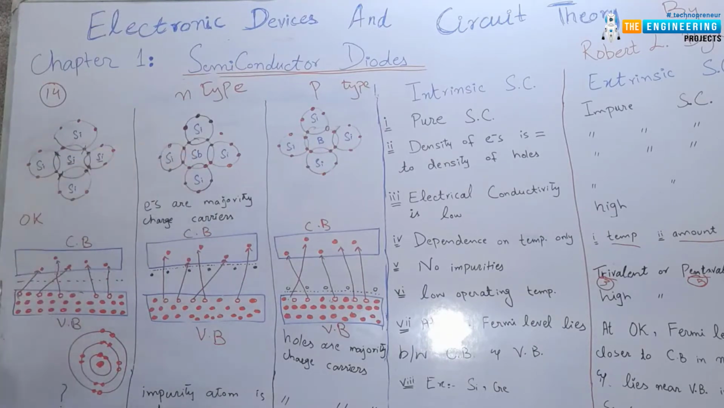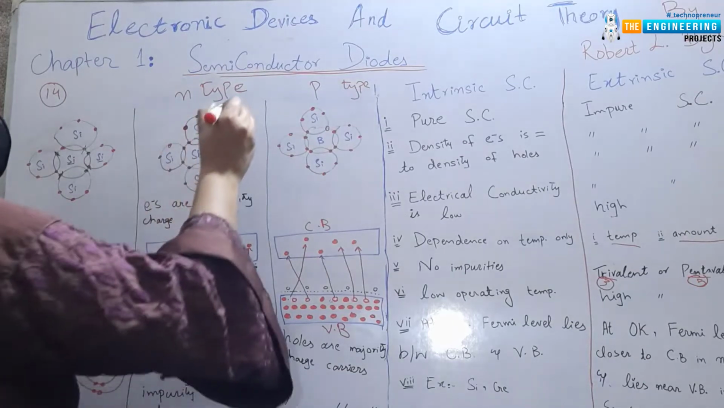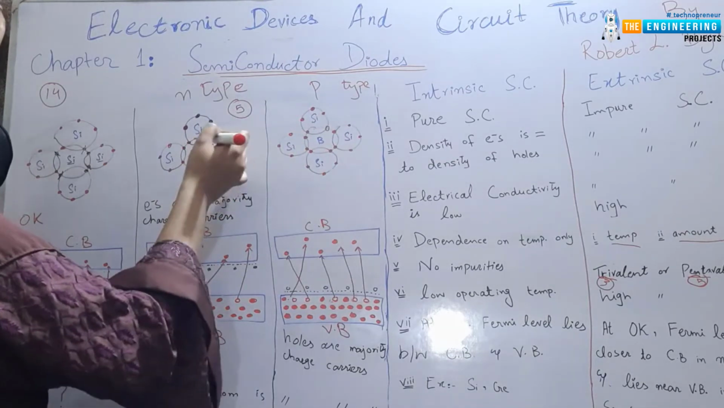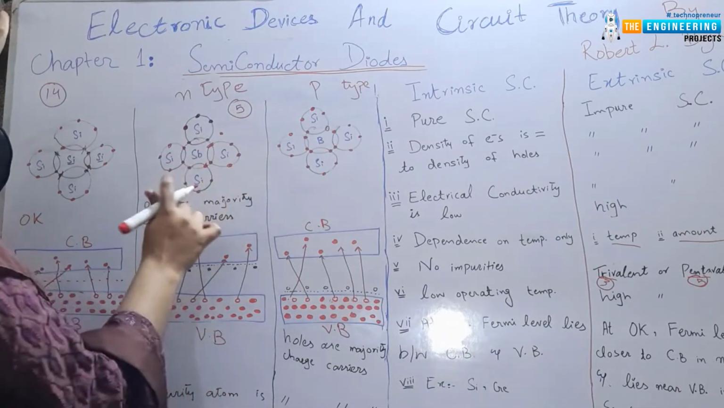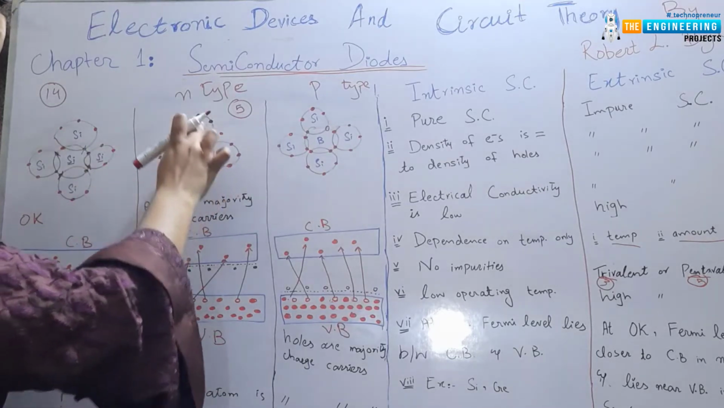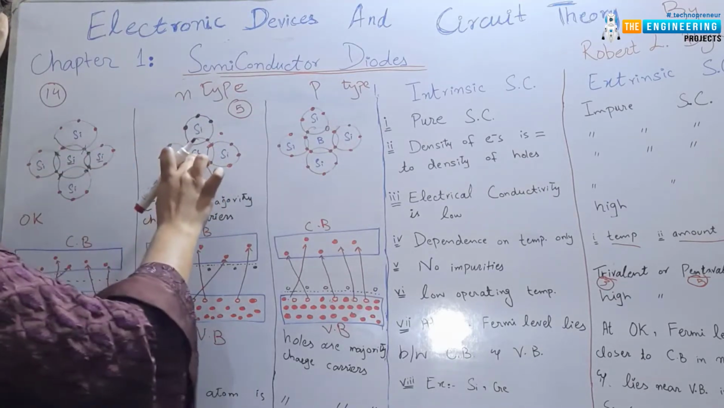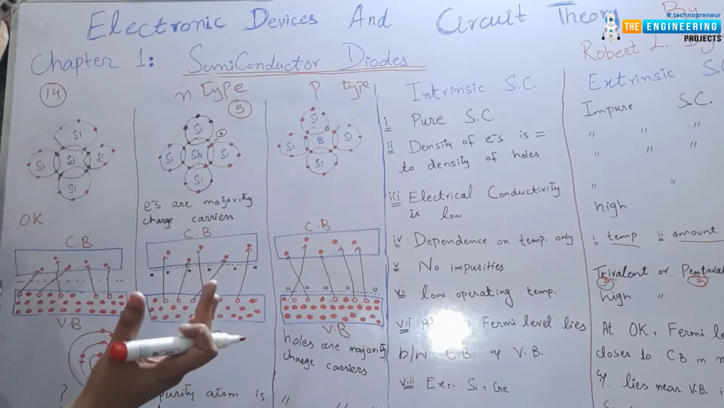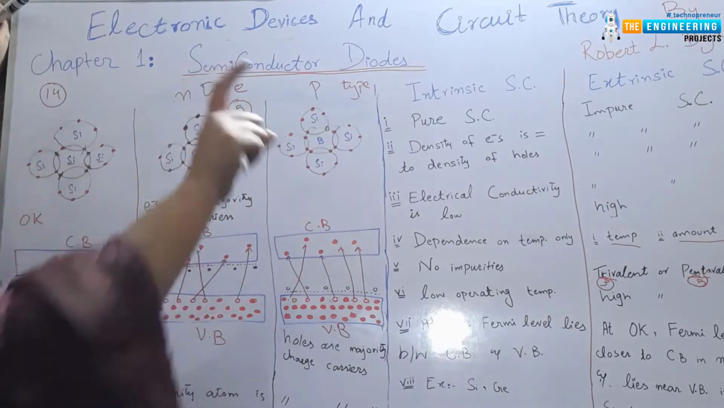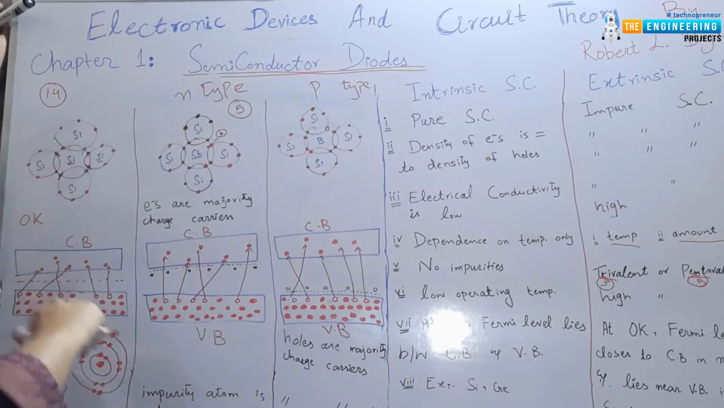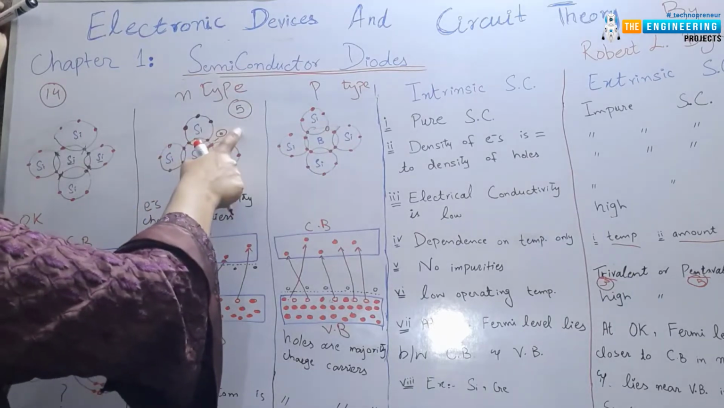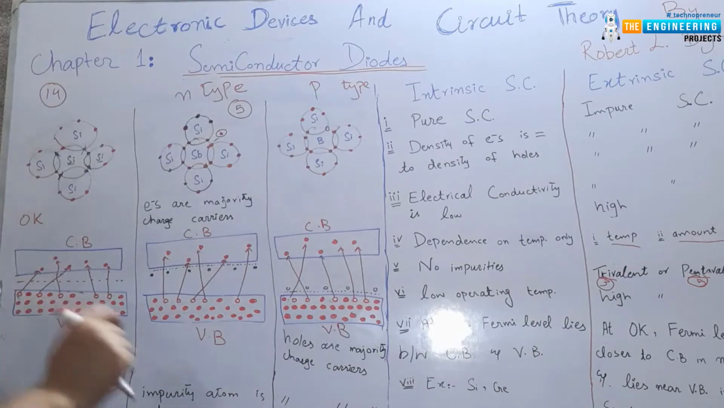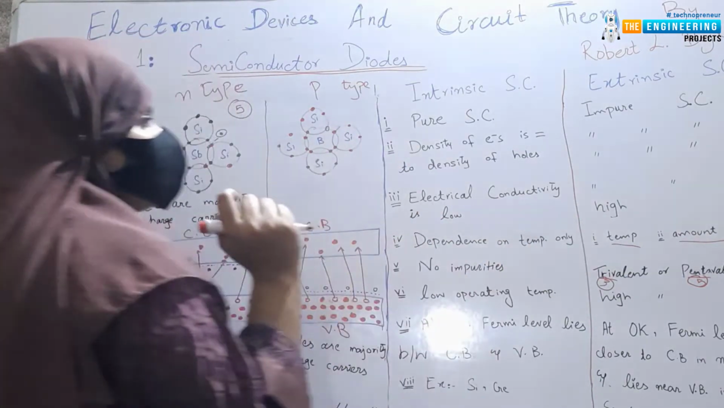This is the antimony. Antimony has 5 valence electrons. Here, 4 valence electrons of antimony are shared with the silicon atoms, so antimony has 1 extra electron. This electron will move into the structure of silicon and will cause more current. That's why we say that its electrical conductivity is high.